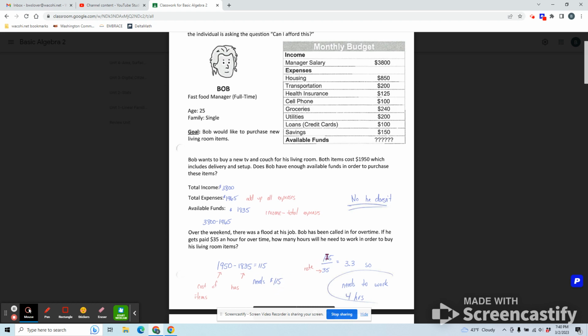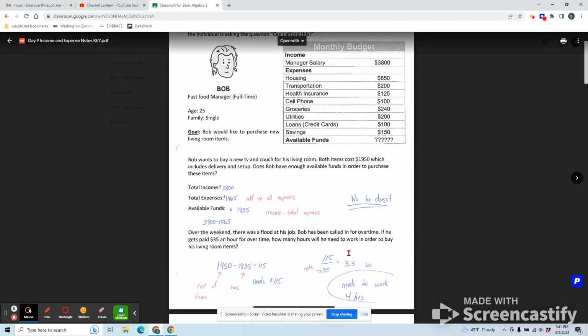So we're going to take what he needs and we're going to divide by how much he gets paid per hour, which is 3.3. Now most jobs don't let you work 3.3 hours. Typically they let you work 3.5 or 4 hours. We're going to say Bob's work wants him to work 4 hours. So he only needs 4 hours of overtime in order to purchase what he needs.